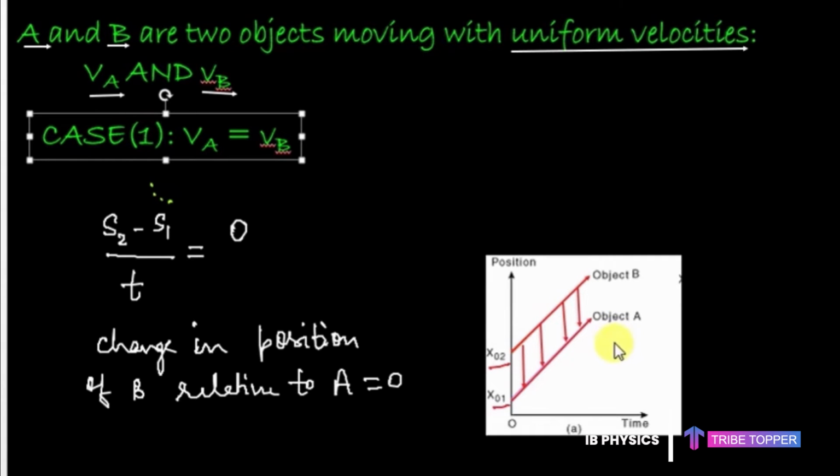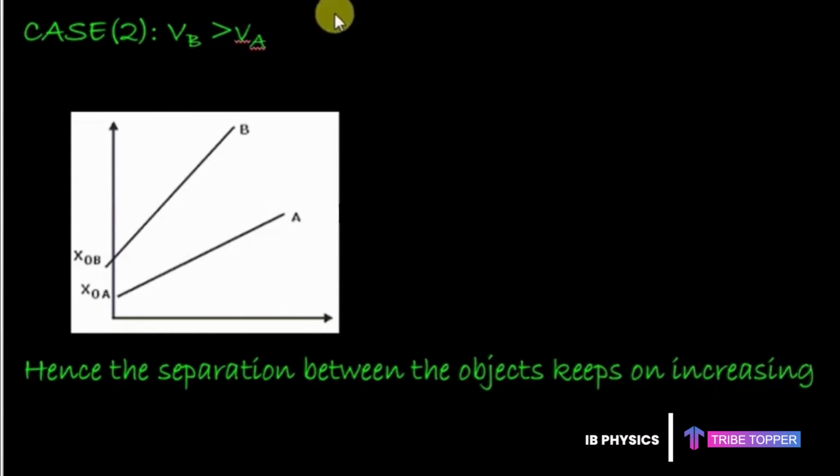Therefore, the objects will remain at the same constant distance apart, always throughout the motion, if they are moving with the same velocities. Now we have the second case when object B is moving faster than A, that is VB is greater than VA. Then what's going to happen?